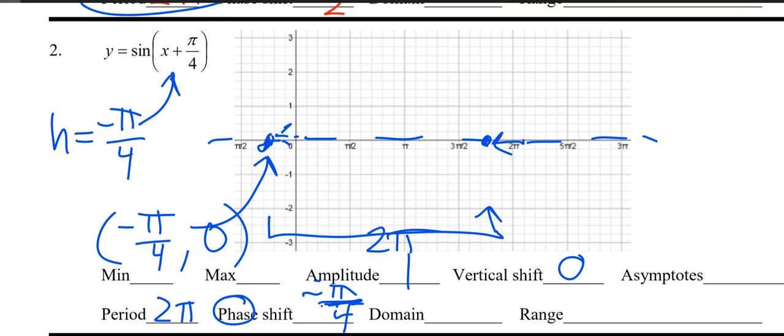Halfway in the middle, where are you at? So there was point number 1. We got point number 2. Where's point number 3? It's another x-intercept, right? Since this is a sine wave. Halfway in between point number 1 and 3, we go up. And halfway in between 2 and 3, we go down.